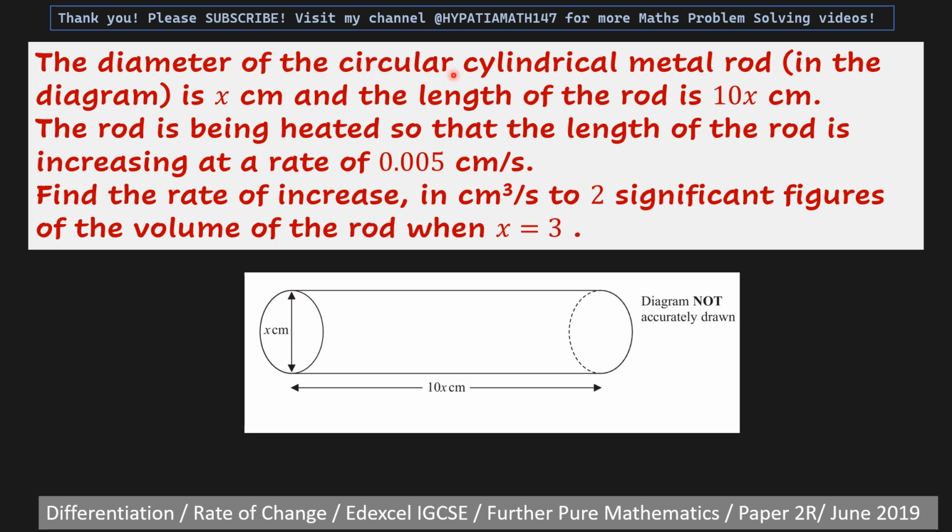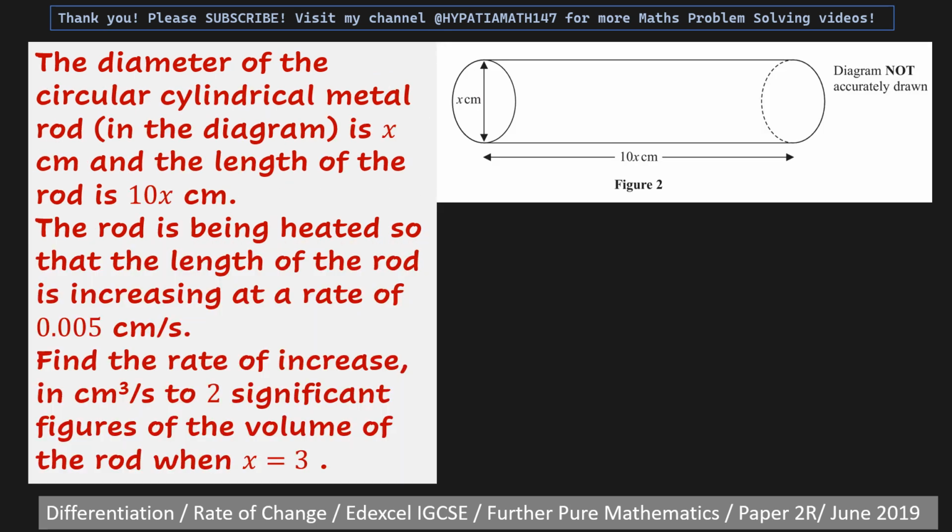The diameter of the circular cylindrical metal rod in the diagram is x centimeters and the length of the rod is 10x centimeters. The rod is being heated so that the length of the rod is increasing at a rate of 0.005 centimeter per second. Find the rate of increase in centimeter cube per second to two significant figures of the volume of the rod when x is 3.